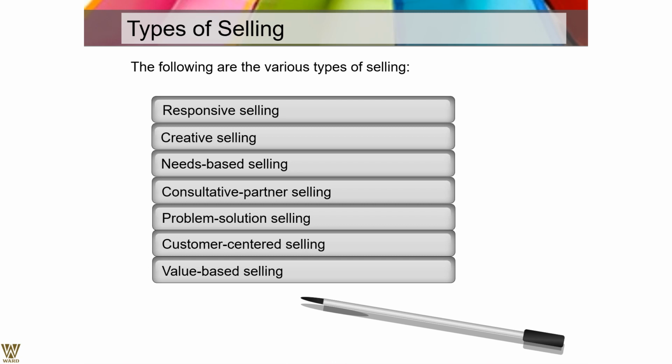Need-based selling: there is a need. If you have a vehicle, you need to purchase a tire also. If you have, let's say, a computer, you might require a printer. So that is need-based. Consultative partner selling, problem solution: people are facing problems, you can eliminate those problems. Customer-centric selling as required by the customer, and definitely value-based selling, price per quality.